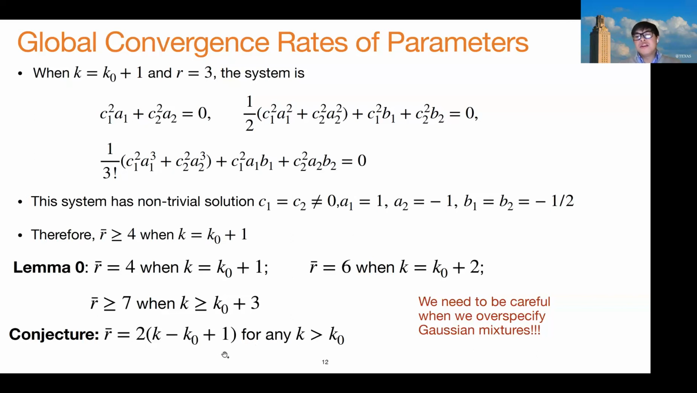So it means that the more we over-specify the Gaussian mixture models, the slower the rate at which we estimate the true mixing measure. It means that in practice, we need to be very careful when we over-specify the number of components in these models.